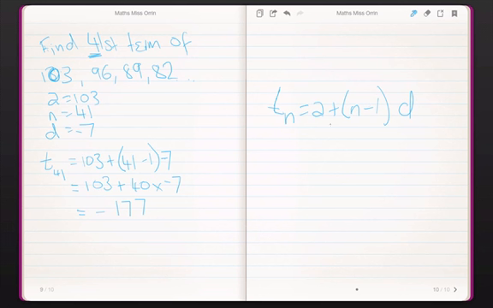This is what we need to do when we're looking at our formula. We just pick it out and replace the letters. We need to know a, we need to know d, and we need to know n. Later on I'll show you how to do some others, but for now, that is how to find whatever term of whatever sequence.